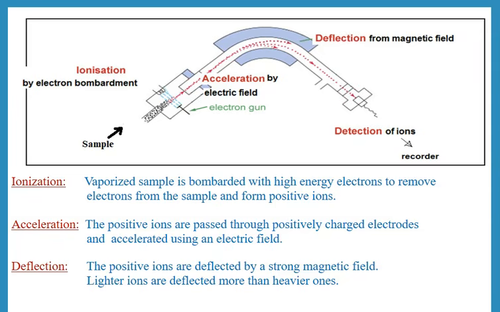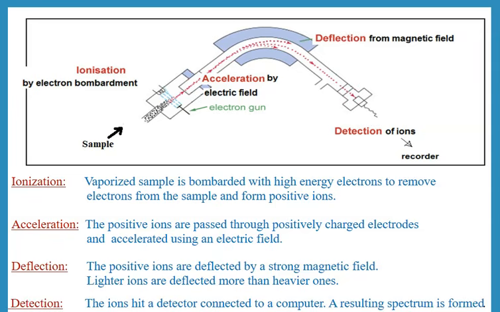The next thing is detection of the ions. We have a detector that detects the ions, and this is connected to a computer. The recorder records what we call a mass spectrum.